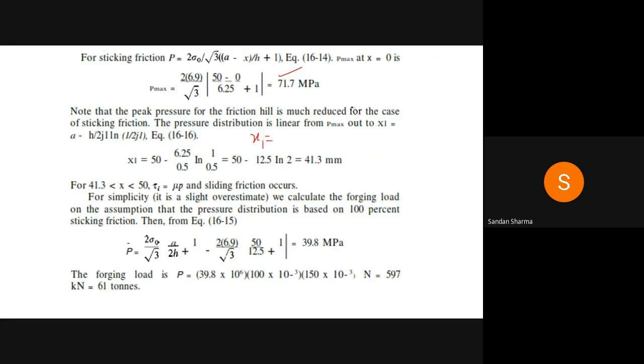x1 equal to a minus h by 2 mu ln 1 by 2 mu, okay. So using this equation you can directly find out, you know the value of h, you know the value of mu, you know the value of a, so you can calculate that x is coming 41.3.